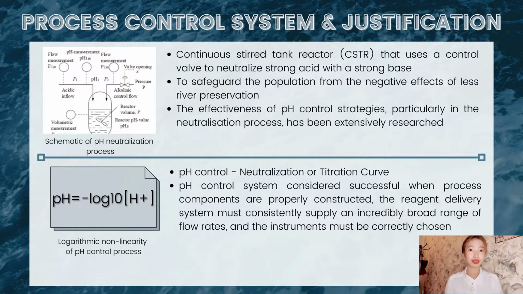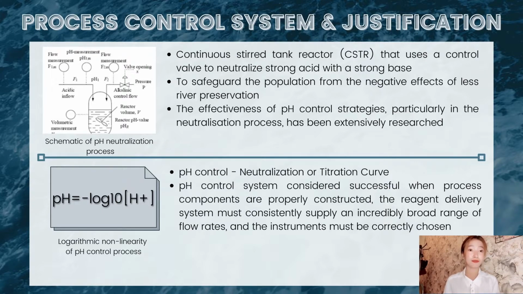Next, for the pH control process, it has its own particular characteristic, the most notable of which is a neutralization or titration curve. The typical S or Z-shaped titration curve that defines the steady-state characteristic of a pH process is the negative logarithm of hydrogen ion concentration, and the gain of a pH process can vary by up to a factor of 10 each pH unit, as determined by the equation 1 as shown in this slide, where H plus is hydrogen ion concentration of the solution in gram moles per liter. Lastly, pH control system is considered successful when process components are properly constructed.